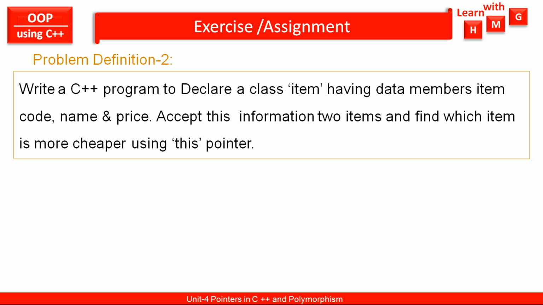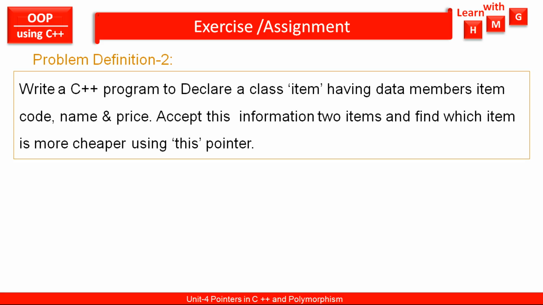The second exercise program for you is: write a C++ program to declare a class item having data members item code, name and price. Accept this information for 2 items and find which item is cheaper using this pointer. So there are 2 items, every item having code, name and price, and you have to compare these 2 items in terms of price. If the item has the lower price, then that item is the cheaper item, and this you have to find using this pointer. So here the concept of a function returning the calling object will be used to solve this problem.